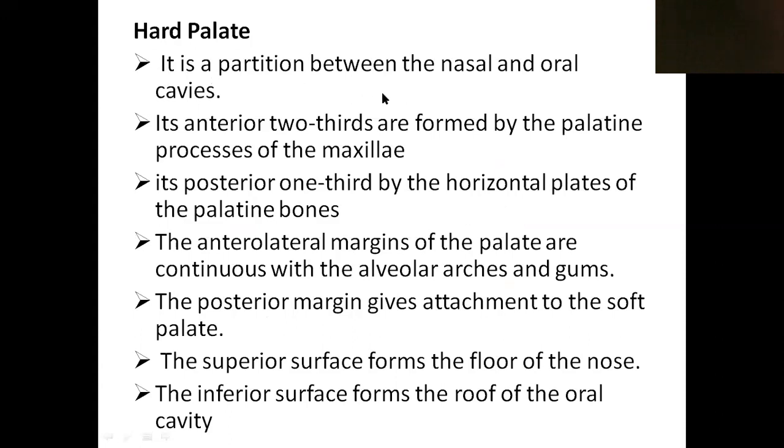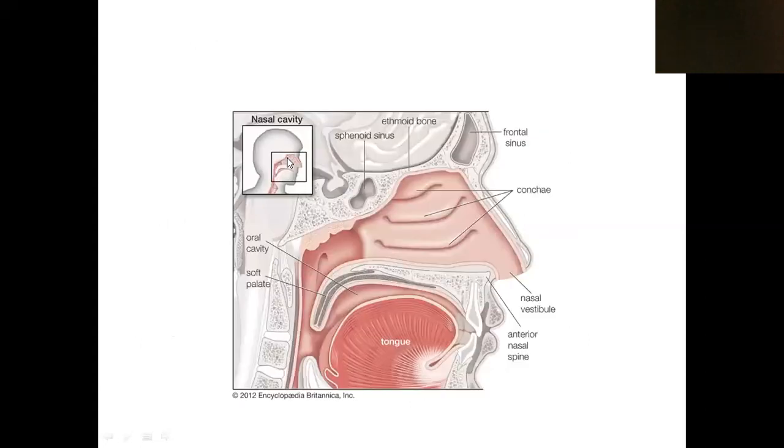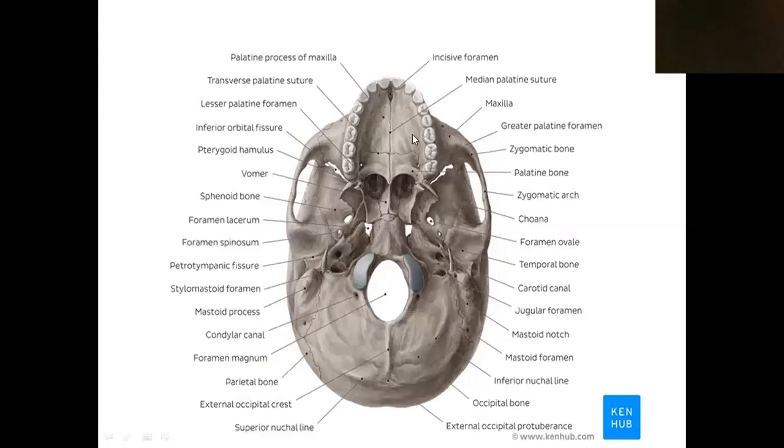As I told you, it's the partition between the nasal cavity and the oral cavity. The anterior two-third is formed by the palatine process of the maxilla. Anterior two-third of this hard palate is made up of the palatine process of the maxilla. See this one, this is the hard palate. Below that, this area is the nasal cavity, right and left nasal cavities, and here comes the oral cavity. This one, upper jaw teeth. Anyway, this separation, this part, is the hard palate.